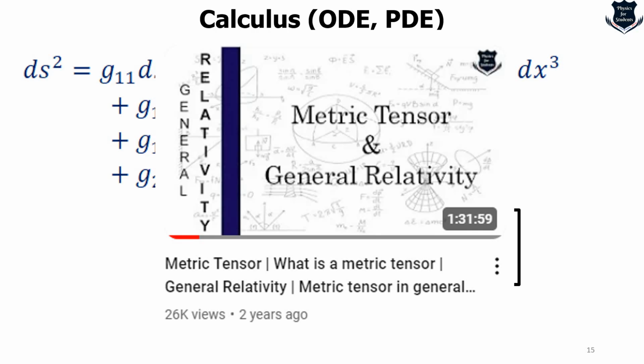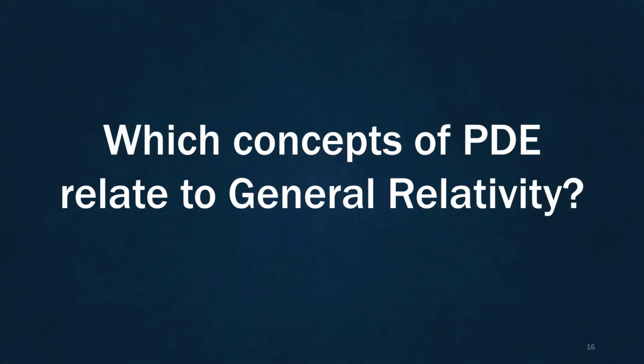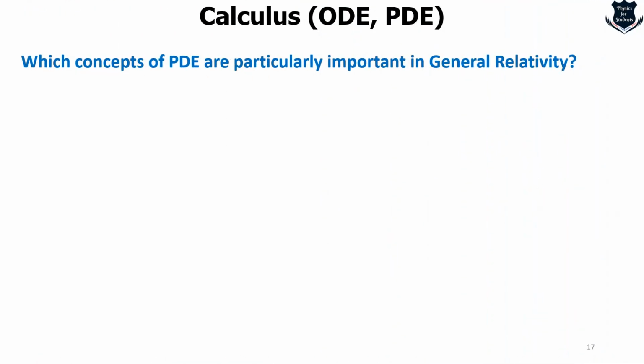It contains all about metric tensor, general relativity, and how you can understand the derivation of partial differential equations. So here we actually prove why partial differential equations form an integral part in our learning process of general relativity. The next question that comes is that we understand partial differential equations, etc. But which concepts of PDEs? Here you will learn more about PDEs related to general relativity, coming up in the next part of the video.